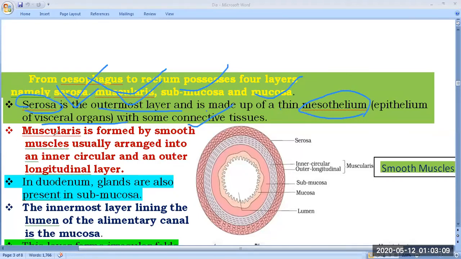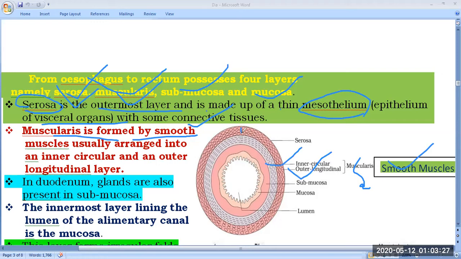Then second is the muscularis, and this muscularis is formed by smooth muscles. In this figure you can see easily that it is made up of smooth muscles. And if you see this muscularis, it also has two different layers. The outermost is longitudinal and the inner is circular.